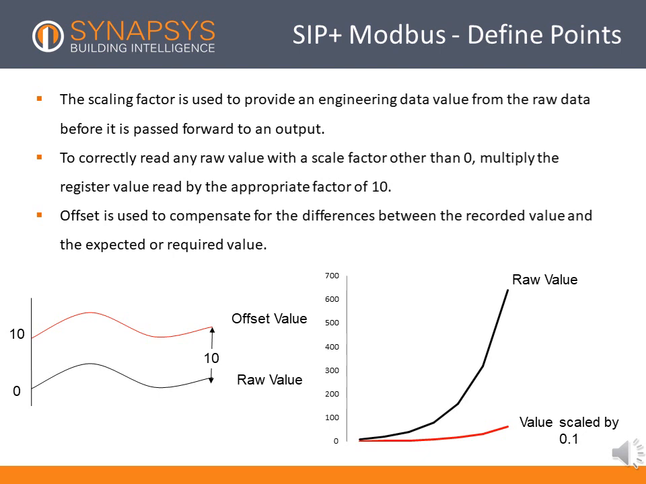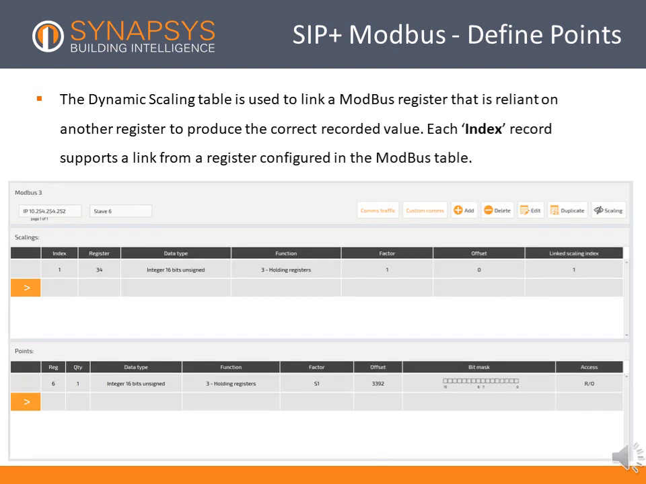The scaling factor allows a multiplication to be made to the value after the SIP+ has received it. In Modbus, only whole numbers can be sent, so if a decimal value is required, it would need to be scaled. For example, the value for a temperature sent by a meter might be 215, but the actual temperature for this value would be 21.5. This would require a scaling factor of 0.1. This works both ways.